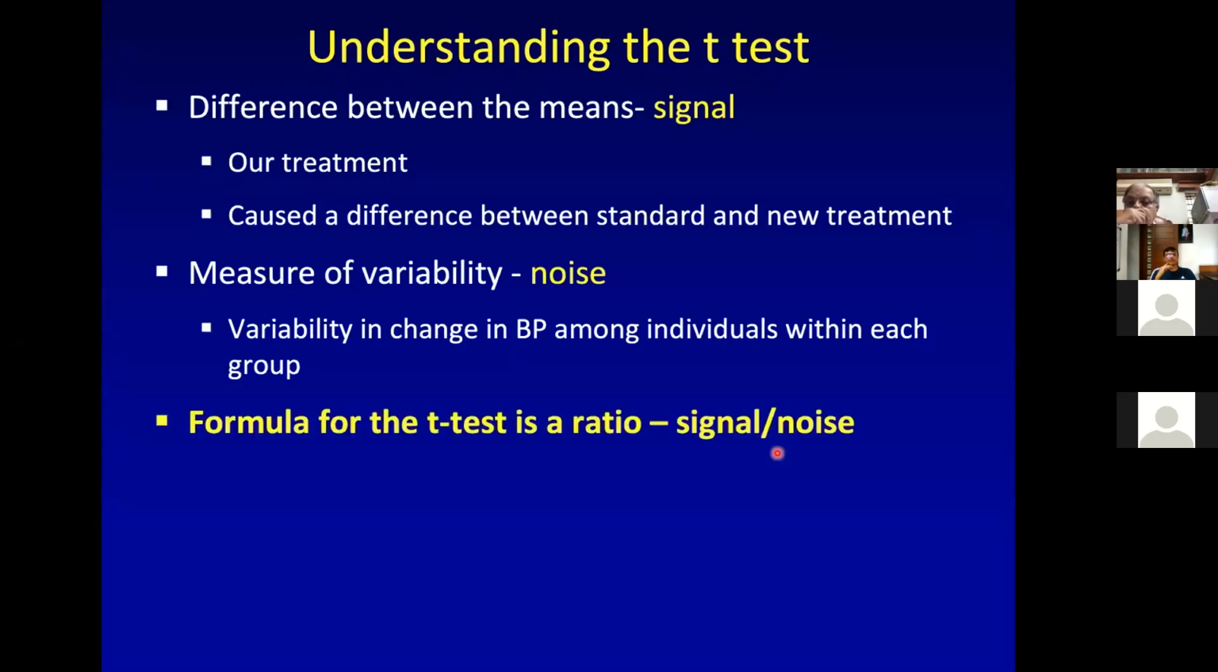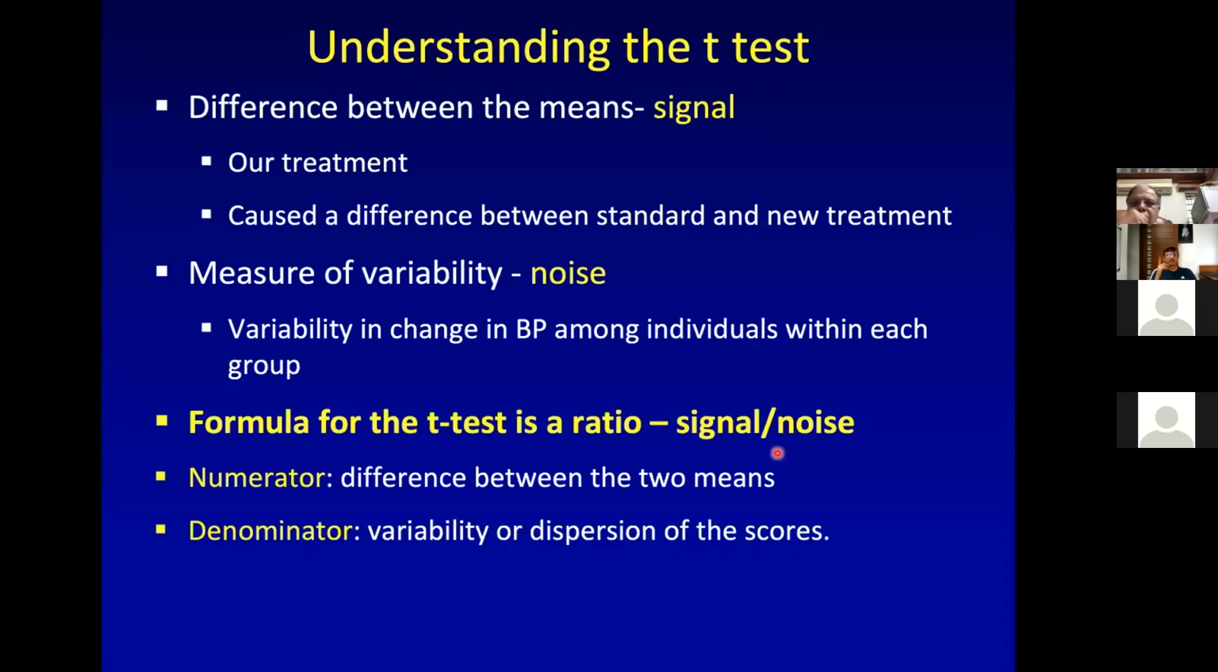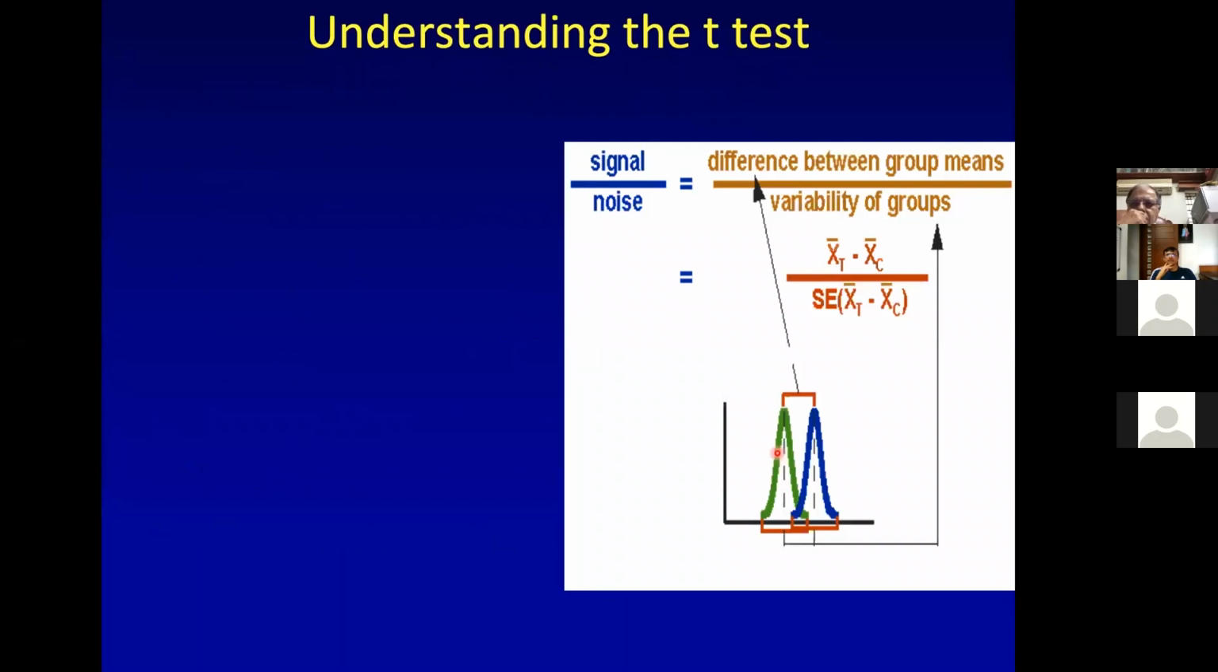So therefore, in very, very simple terms, the formula for the t-test is a ratio of the signal to noise. The numerator is the difference between the two means, and the denominator is the variability or the dispersion in the scores within those groups. As simple as that we can keep it. So let's look at this now. This is the signal to noise ratio that I spoke about.